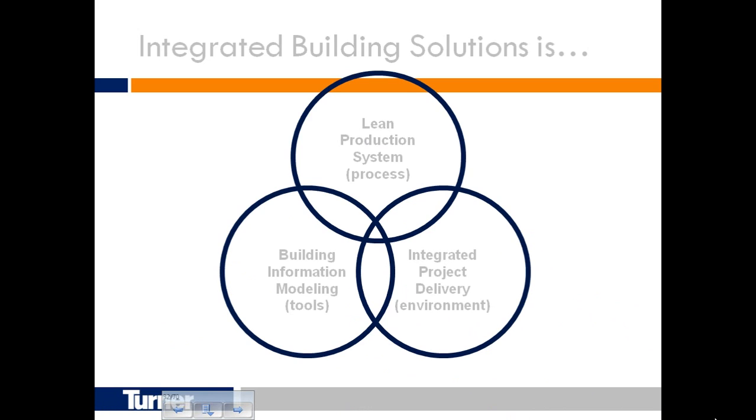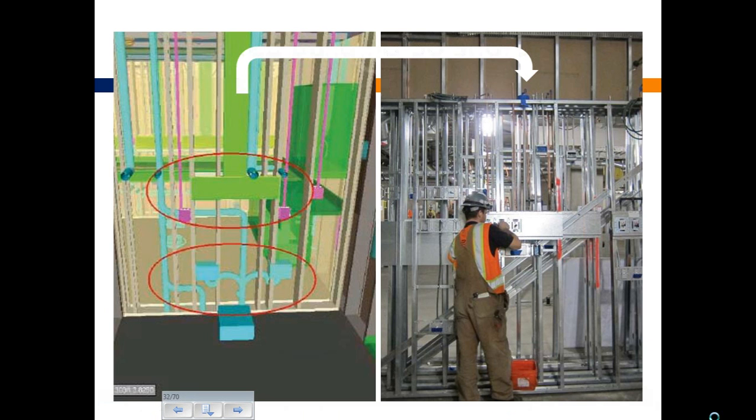So with this integrated approach, we applied this lean production system in this process. You tie in the building information modeling, and it helps accentuate that integrated project delivery in that environment. And bringing those two together, it becomes much more successful. These last few slides are just some examples of the outcomes.